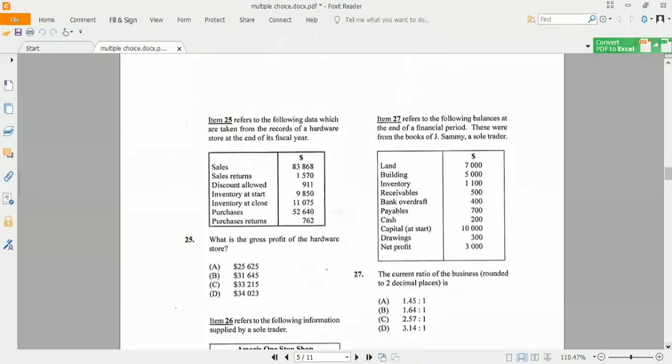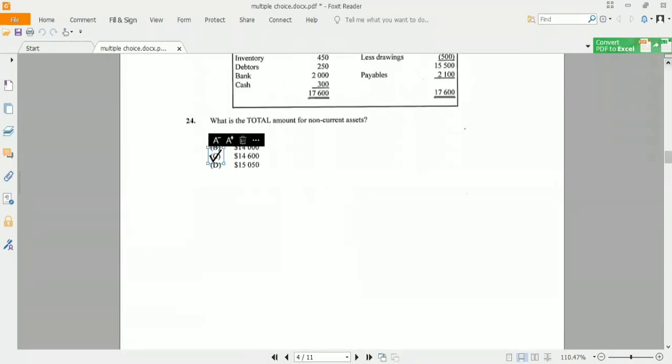Hope I'm not going too fast for anyone. Wait, what was the answer for 24? The answer for 24 was 14,600. C.